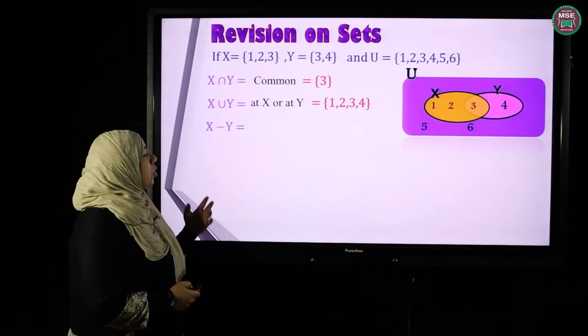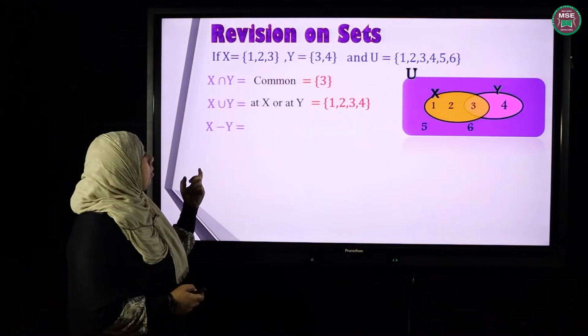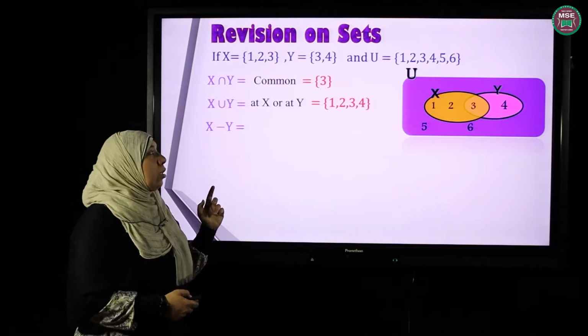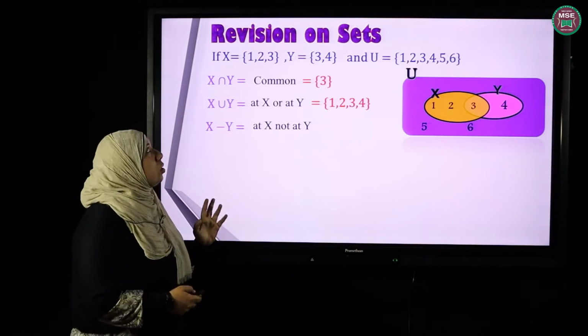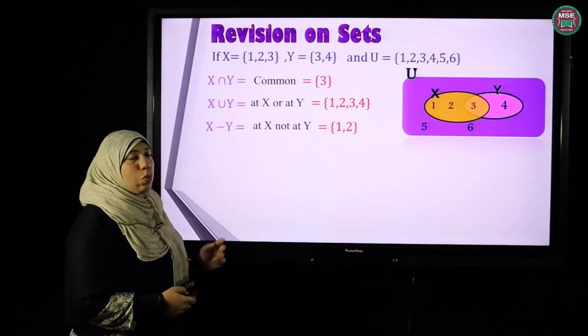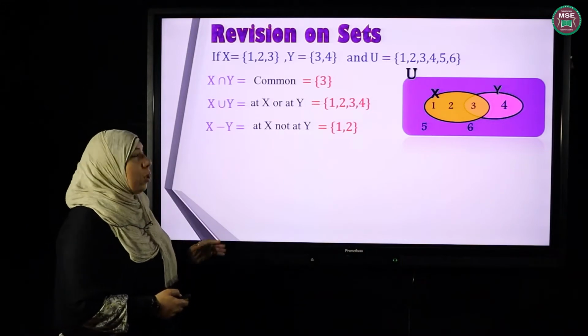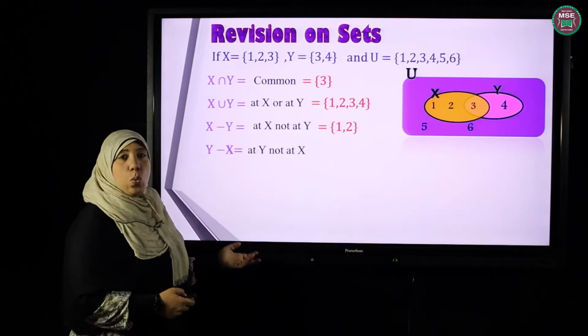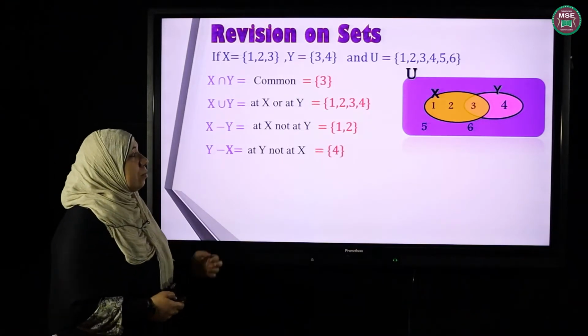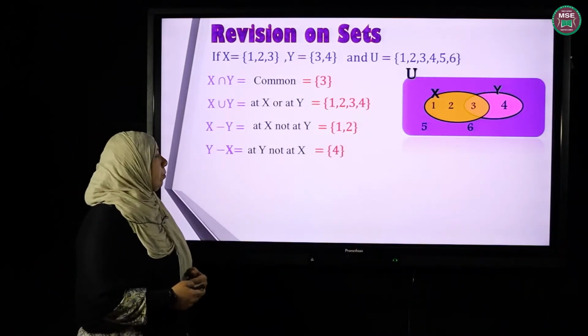The difference is the numbers in the first set only, or the numbers in x, not in y. These numbers will be 1, 2. 1, 2 belong to x, and don't belong to y. Y minus x, the same, y not in x, it will be 4.